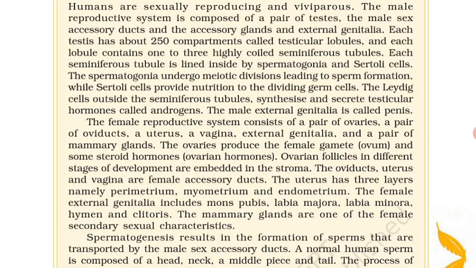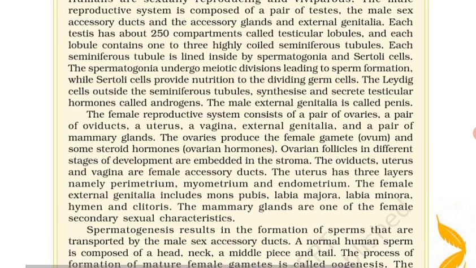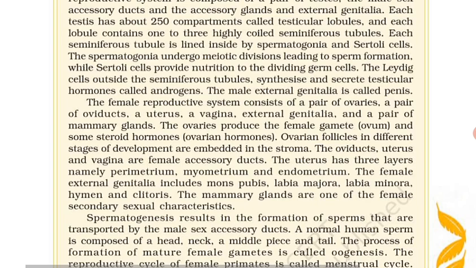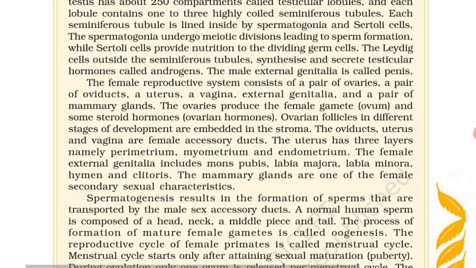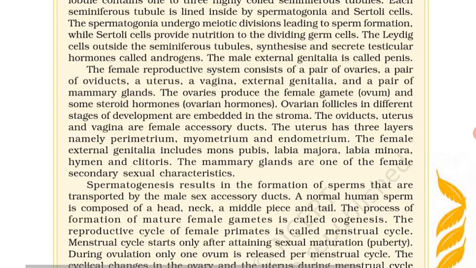Each testis has about 250 compartments called testicular lobules, and each lobule contains 1 to 3 highly coiled seminiferous tubules. Each seminiferous tubule is lined inside by spermatogonia and Sertoli cells. The spermatogonia undergo meiotic division leading to sperm formation, while the Sertoli cells provide nutrition to the dividing germ cells.